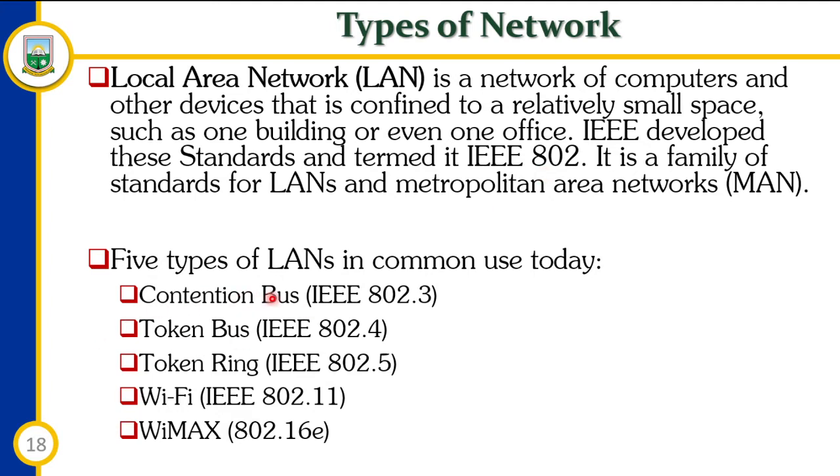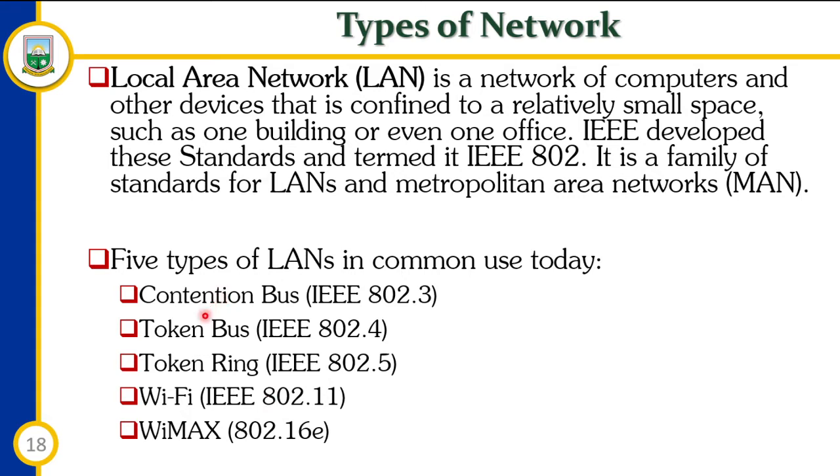Now there are about 5 types of LAN which are commonly used here. We have the contention bus, we have the token bus, we have the token ring, we have the Wi-Fi, and we have the WiMAX. Now these last two, the Wi-Fi and the WiMAX, are what we normally use. So those are the ones that we talk about.